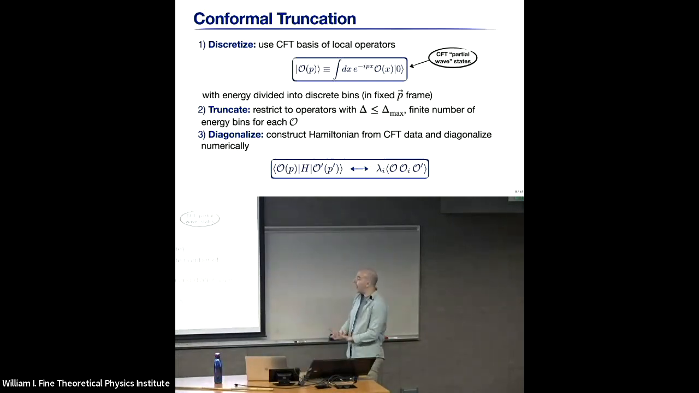Then, once we have that basis, we can construct the Hamiltonian from the conformal field theory data. So the Hamiltonian matrix elements look like this. The Hamiltonian is just an integral of a local operator. It's just the deformations that I'm adding to my CFT. My basis states are built from local operators. So this is nothing other than a conformal field theory three-point function, which is completely fixed by the scaling dimensions and OPE coefficients of the CFT, which is exactly the data that we get from the bootstrap.